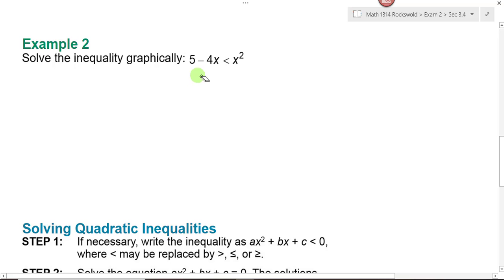Example 2, we want to solve this inequality graphically. The first thing I need to do is rewrite this so that I have a 0 on one side and the quadratic expression on the other. I always personally like to have my leading coefficient positive. So what I'm going to do here is subtract 5 and add 4x to both sides. So I'm going to rewrite this inequality as x squared plus 4x minus 5 is, now the 0 is going to be over here, so that's going to be greater than 0, because the big end of this was opening towards the x, it still has to be opening towards the x.